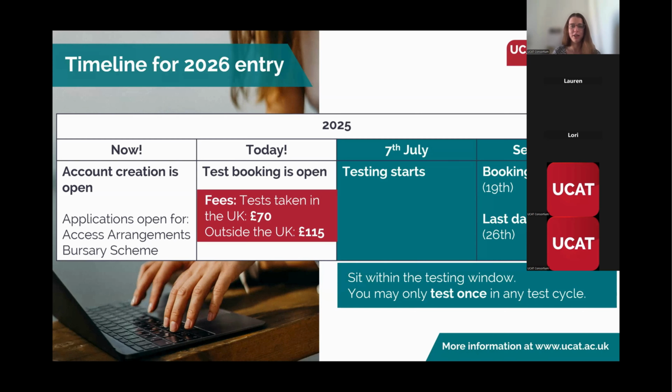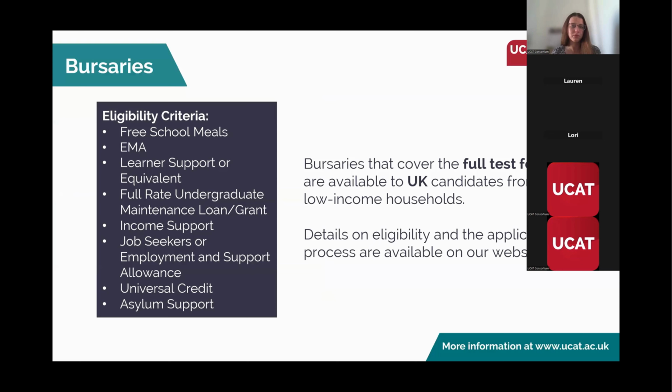The fee for taking the test in the UK is £70, and for outside the UK, it's £115. However, that being said, we do have a full fee bursary available to UK candidates from low income households. So you can see the eligibility criteria on the left there. And if you can evidence one of those, then you may be eligible for a UCAT bursary. So that is in the form of a voucher, which covers the full test fee. So when you go and book your test, you can essentially test for free.